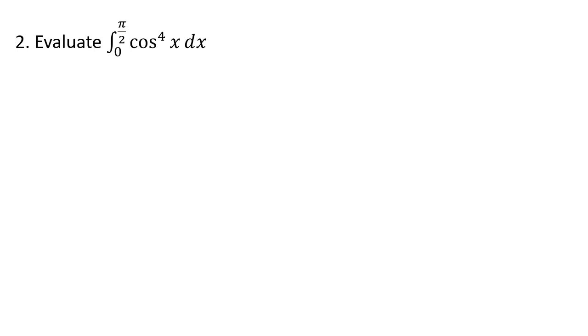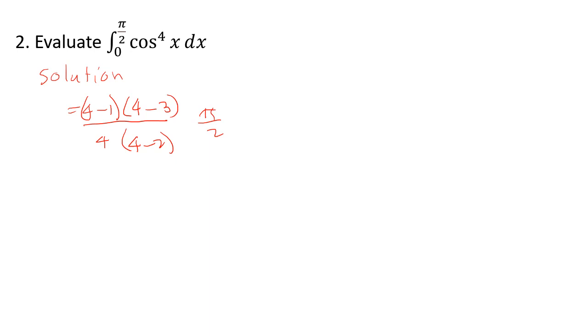Evaluate the integral from 0 to pi over 2 of cosine^4 x dx. So your solution using Wallis formula equals (4−1)(4−3) over 4 times (4−2), of course times pi all over 2, or equivalently 3 times 1 times pi all over 4 times 2 times 2, which equals 3 pi over 16.